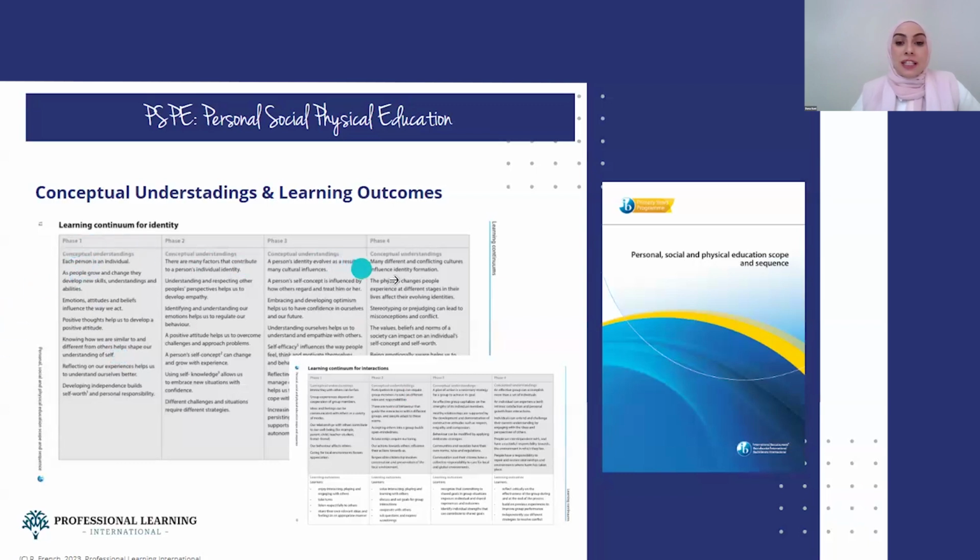It's divided into phases, which are also age milestones. So, for example, in the first phase, you see that each person is an individual, emotions, attitudes, and beliefs influence the way we act. So, these are all conceptual understandings that are really important to teach. Also, of course, there are other resources on the ibo.org for MYP and DP about social emotional learning. So again, I shared two resources, but definitely there are many more resources out there. I'm sure different schools use different resources for social emotional learning, and many of them are already embedded in the form of skills or approaches to learning.